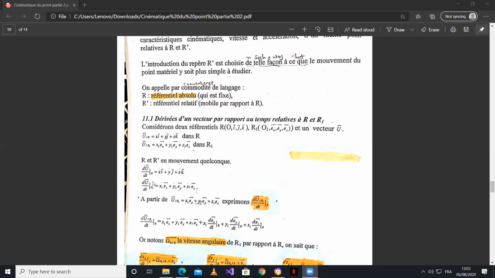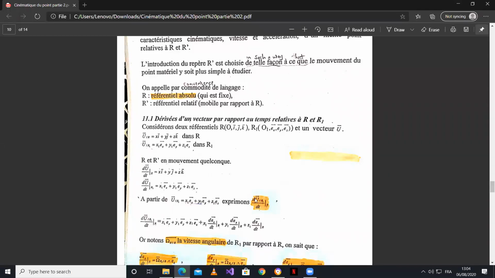The same thing for this one here when we derive dU/dt with respect to R1, because we have the expression for U written in the referential R1, écrit dans R1. So we can just derive this expression directly without having to worry about anything. Even as we are deriving with respect to R1, we just go directly. It's going to be X1 point, Y1 point plus Z1 point.